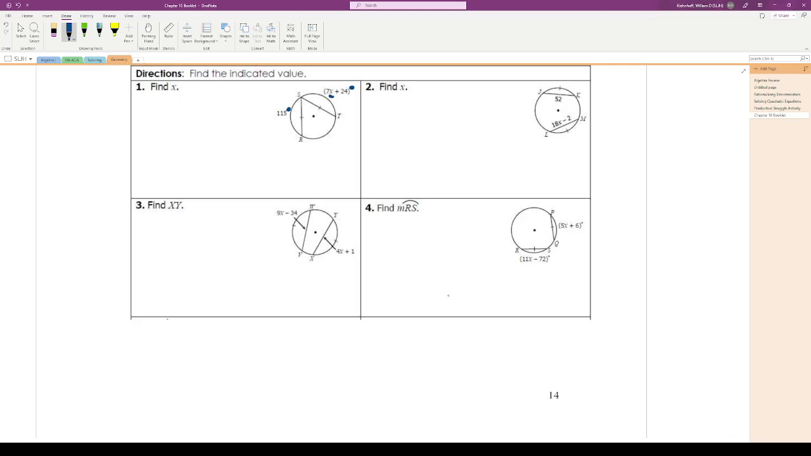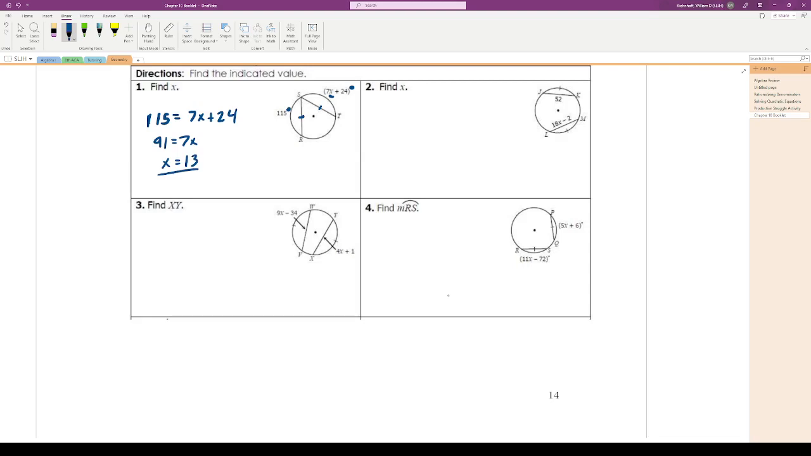So we know that these two chords are congruent. So we're going to use the property that if two chords are congruent, then their arc measures and arc lengths are congruent as well. So we know that 115 degrees equals 7x plus 24 degrees, because if these are equal, their arcs are equal. So subtracting 24, we would get 91 equals 7x, so x is going to be 13. And that's all there is to that.